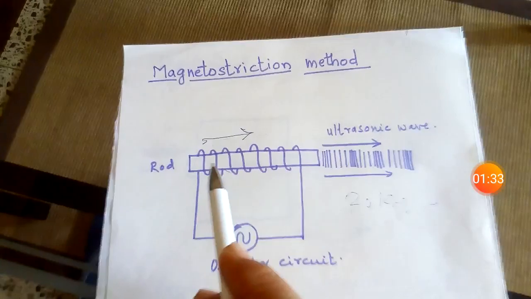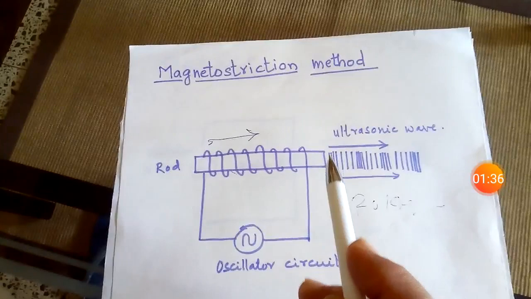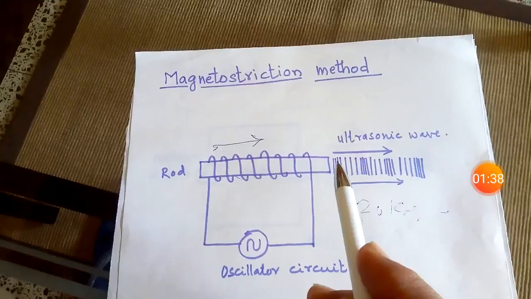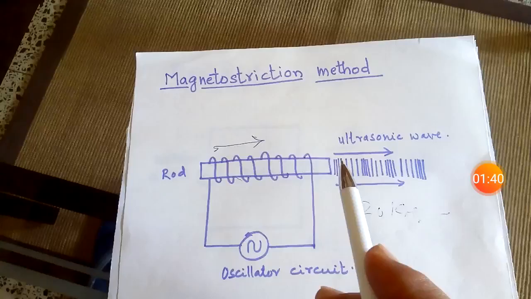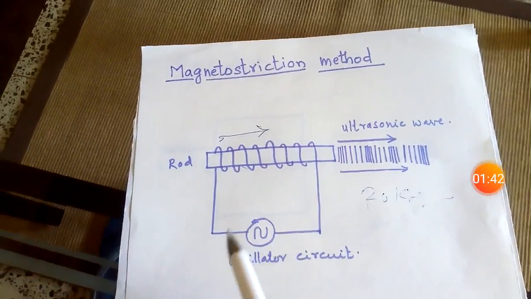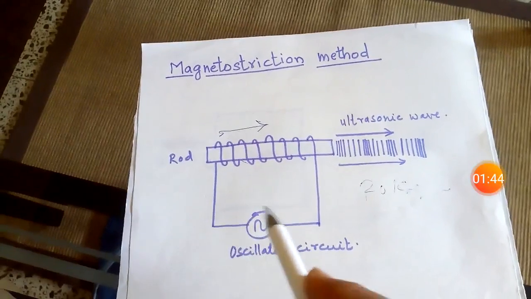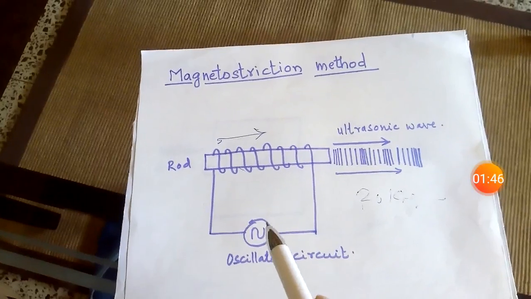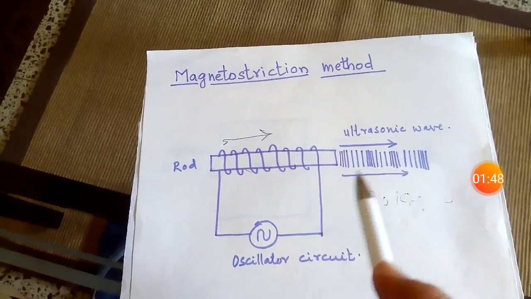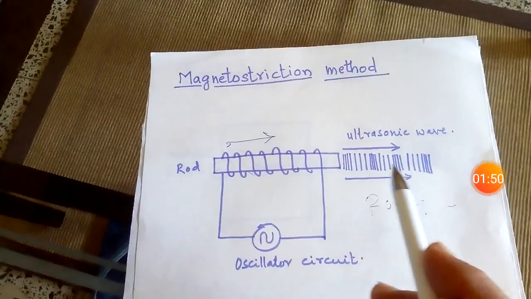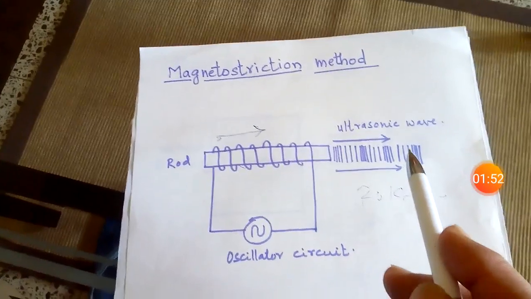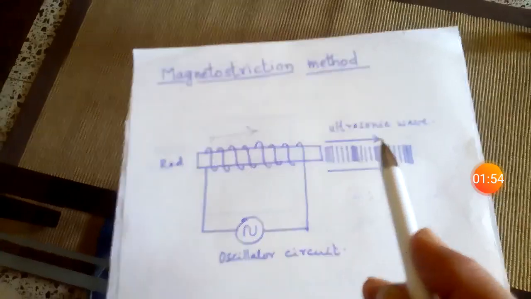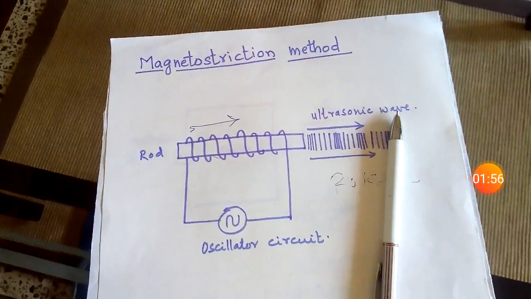Every time the length of the rod increases, it produces a compression in this area, and when the rod contracts, it produces a rarefaction. And if the frequency of this oscillator is controlled so as to be greater than 20 kHz, the sound wave produced over here will also have a frequency greater than 20 kHz, and we can call this an ultrasonic wave.